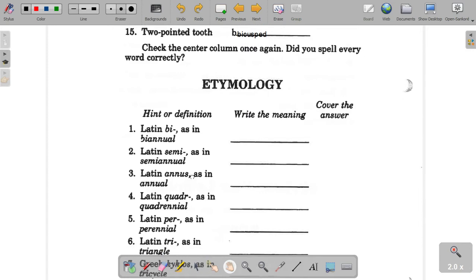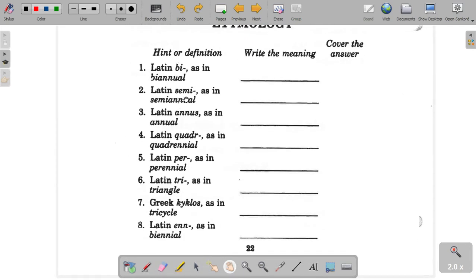So bi means 2. Semi means half. Ann, like annual, means year. Quadra, 4. Per, actually in this case, this is one that I don't think I taught you, so I'll just write it down. This one means through. So perennial means through the years. Tri, 3. Kyklos, cycle. Or what does cycle mean?